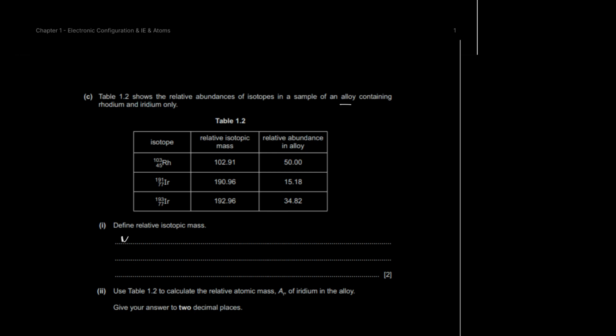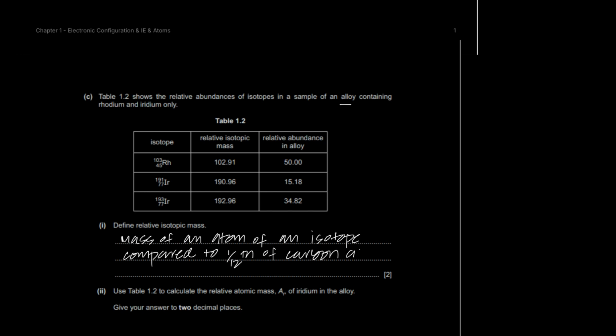So it's the mass of an atom of an isotope relative to, or compared to, 1/12 of a carbon atom, where carbon is exactly 12 units.